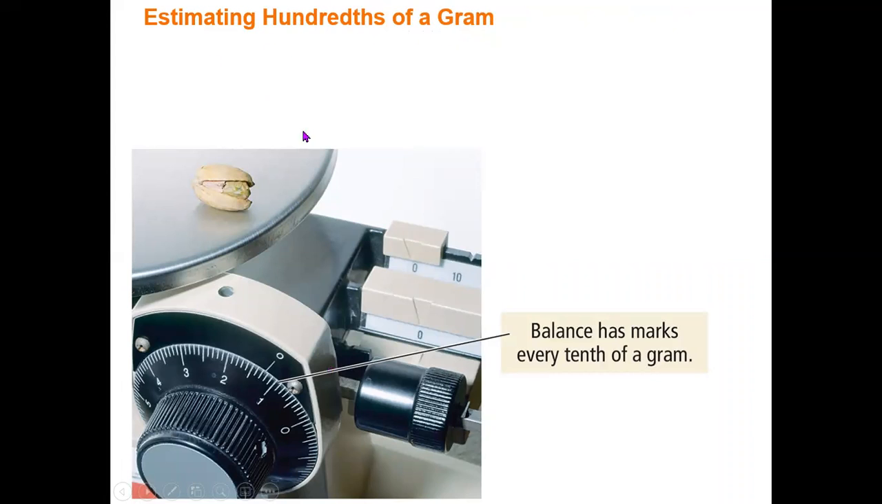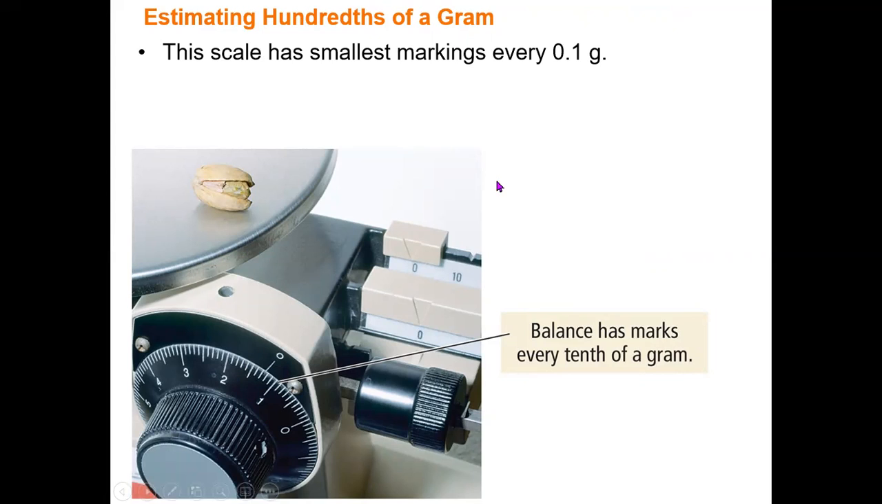Estimating the 100th place of a gram. In this example, we have a different balance. The balance has a marking every 10th of a gram. This is 1 gram, this is 2 grams. So between 1 and 2, there are 10 small spaces. So the smallest marking is 0.1 gram, or the 10th of a gram. Therefore, we can estimate the 100th of a gram.